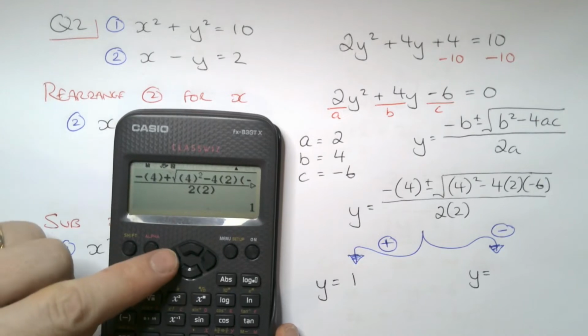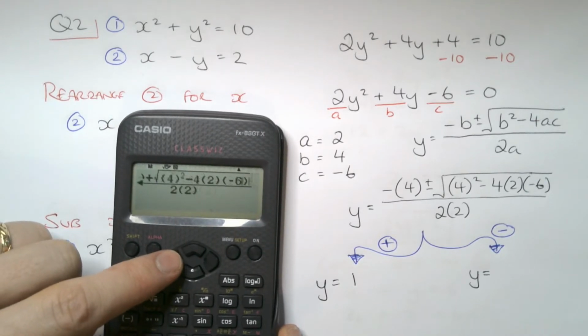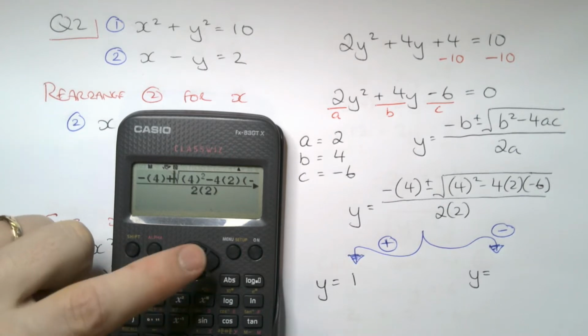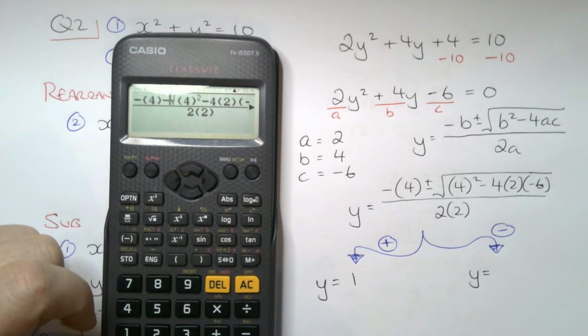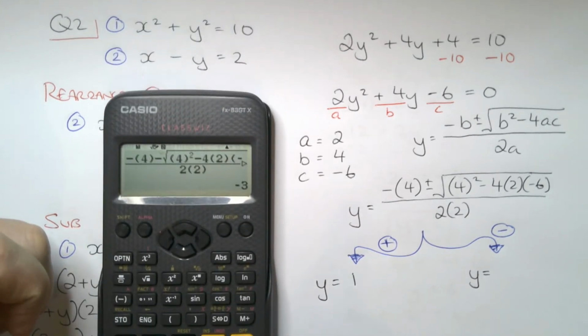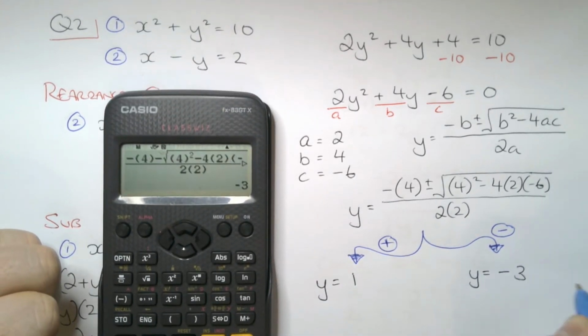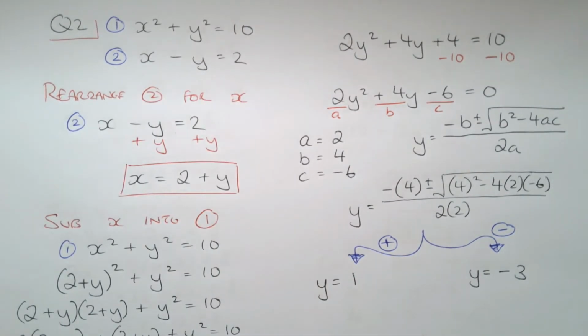I do it again. Now you can just press the back button on a lot of calculators, and I'm just going to change this plus just before the square root to a minus. So now it's a minus. I use the big minus down here, and I press equals, and I get y is minus 3. So I have my two answers for y here. I've got y is 1 and y is minus 3.